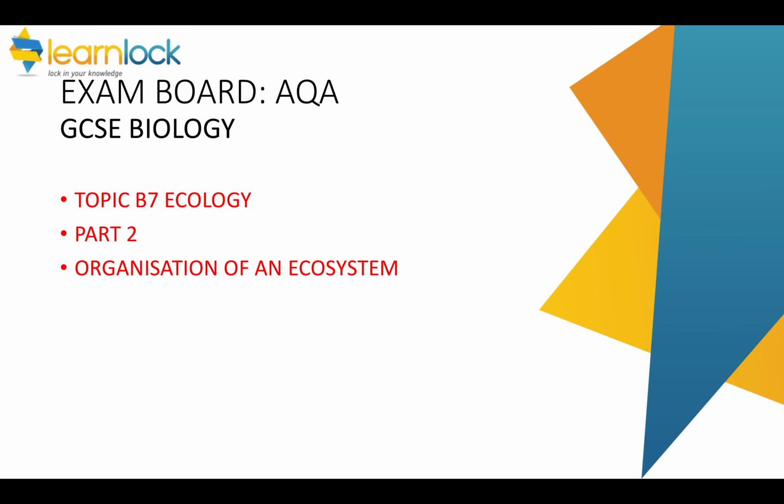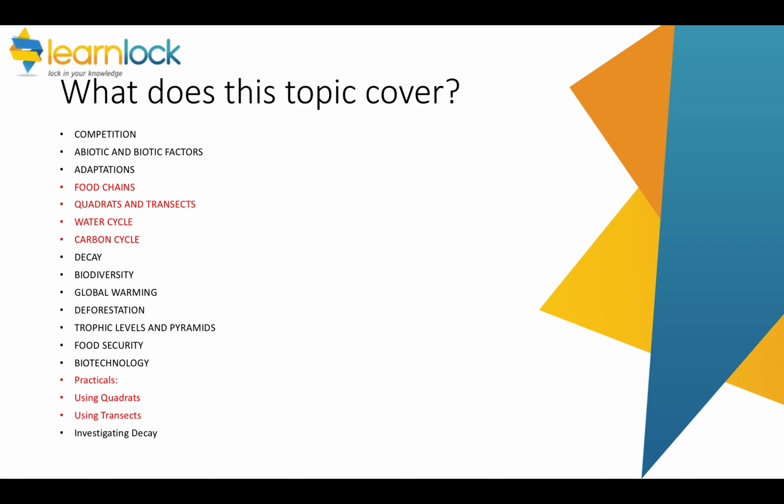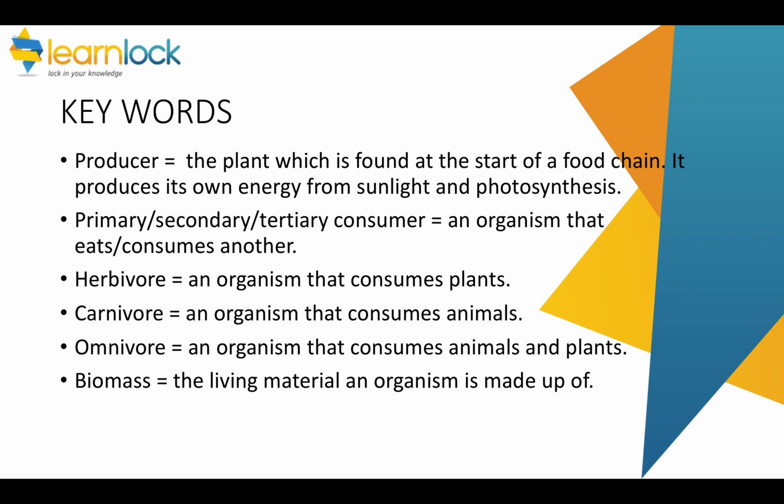Hello and welcome to the GCSE Biology tutorial for topic B7 Ecology. This is part 2 and includes organisation of an ecosystem. We'll be looking at food chains, quadrats and belt transects, water cycle and the carbon cycle.